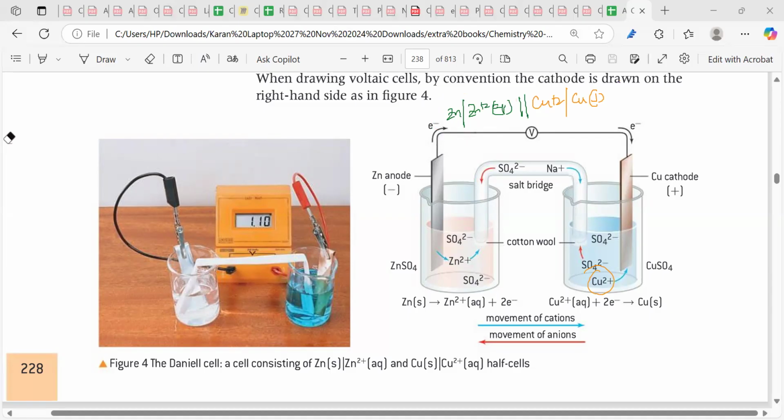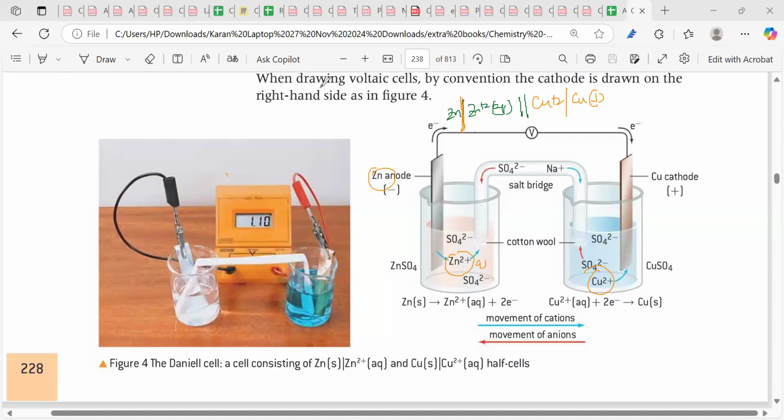Now, the next important thing is that you have to understand what this single line means. The single line tells about a phase difference, right? It's a solid, and it is in contact with a different phase, aqueous, right? So you have to draw a single line over here.